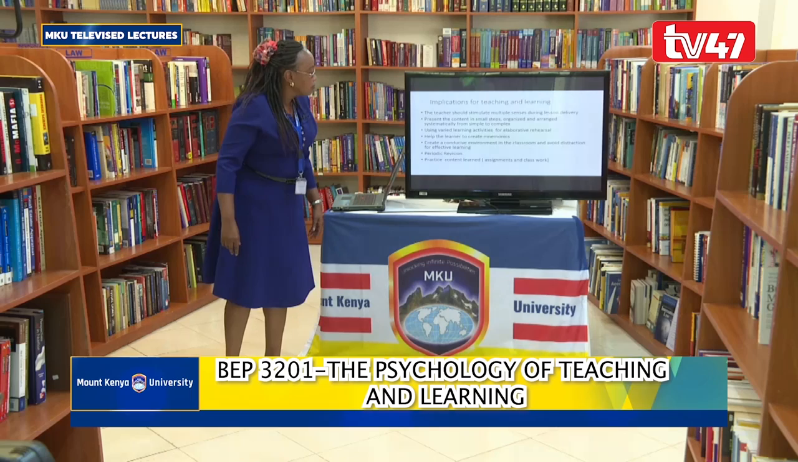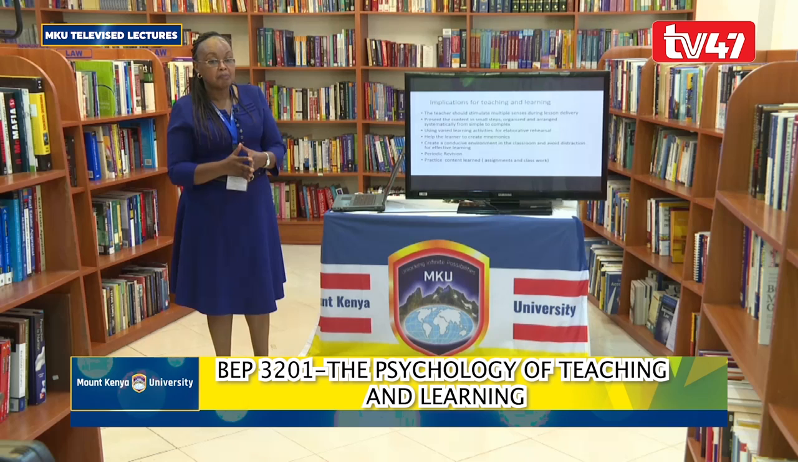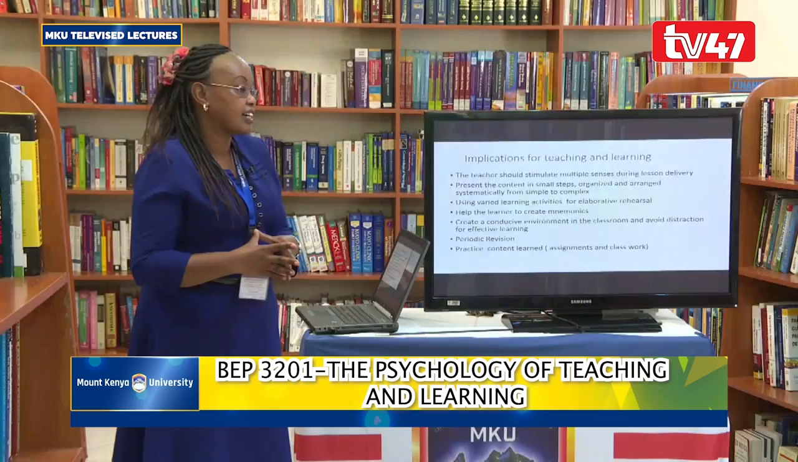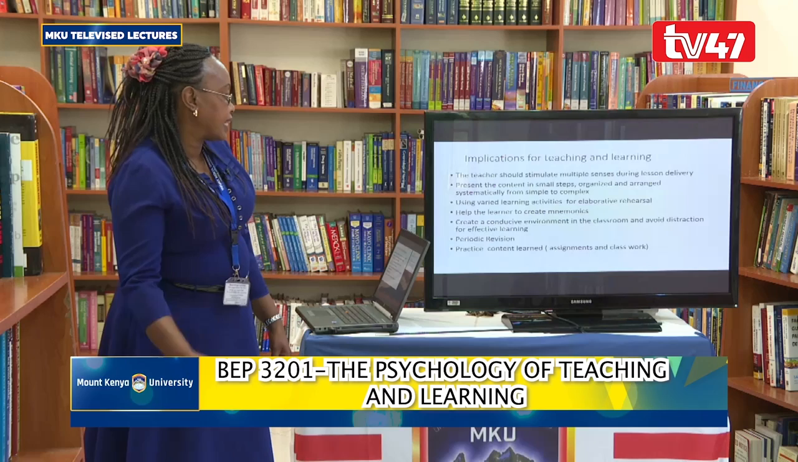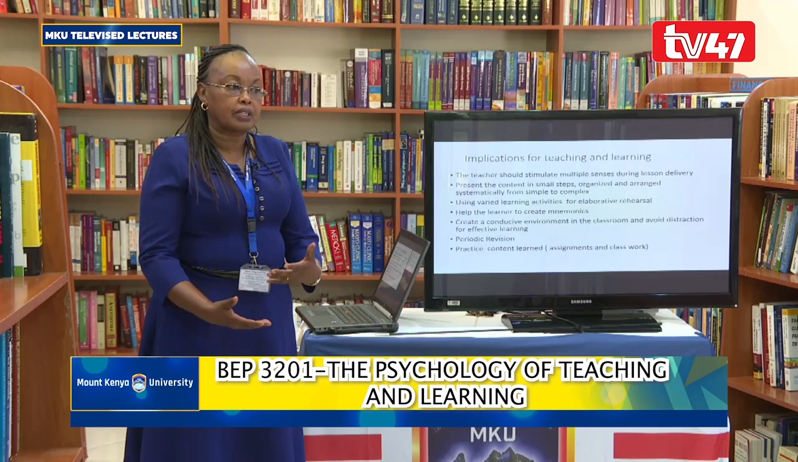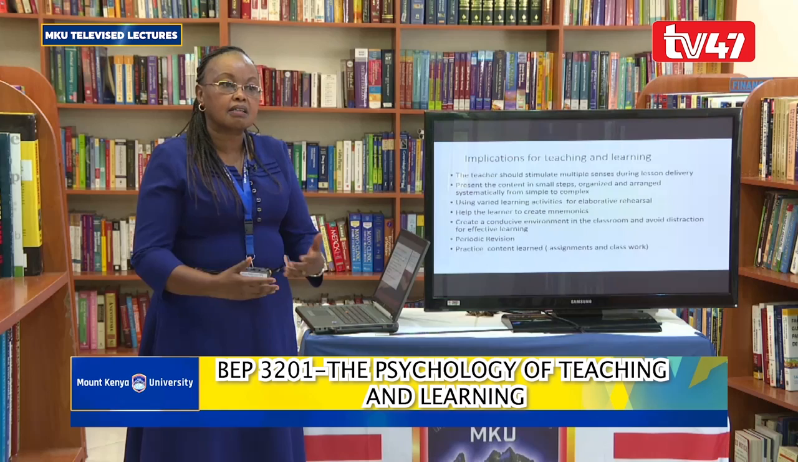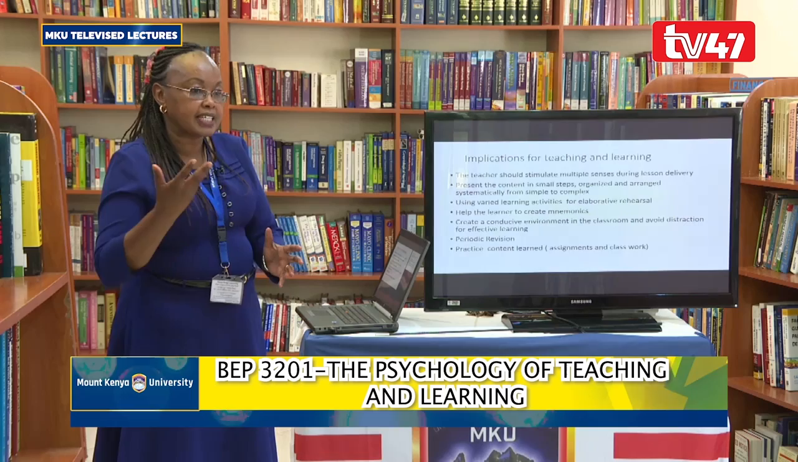Five, create a conducive environment in the classroom and avoid distraction. So that conducive environment should be free of noise and any other thing that will send conflicting messages in the classroom, and therefore the students can learn. Then, give periodic revision. What is periodic revision? You can give cards, you can give assignments, give RATs, that is random assessment tests, so that all the content can be brought to the surface of the brain and they can use it.